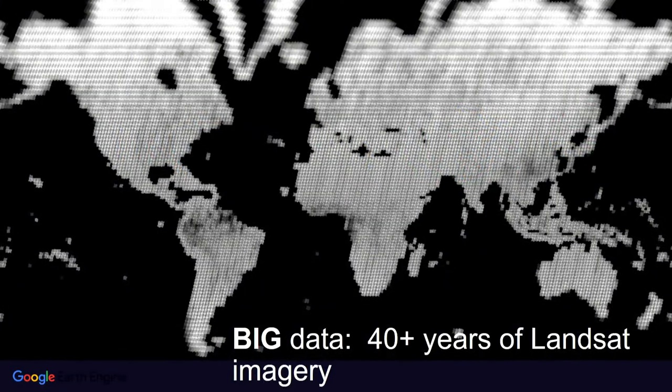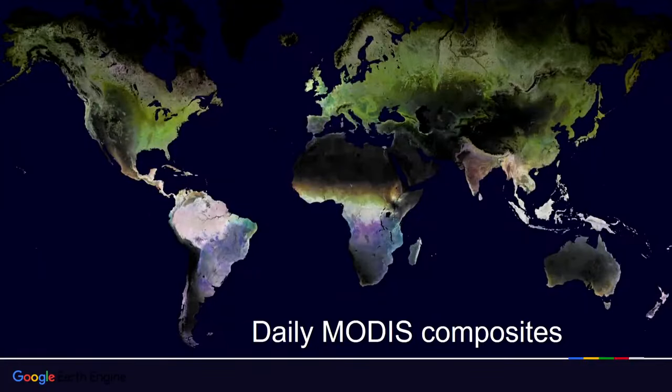The volume of the data is very huge, right? It's 40 plus years of Landsat imagery. All the images acquired by any of the Landsat series satellites are available at Google Earth Engine: Landsat 1, Landsat 4, 5, 6, 7, 8, even Landsat Lite data is also available now. Plus MODIS. If you are interested in MODIS data, almost daily MODIS composites are also available at Google Earth Engine.